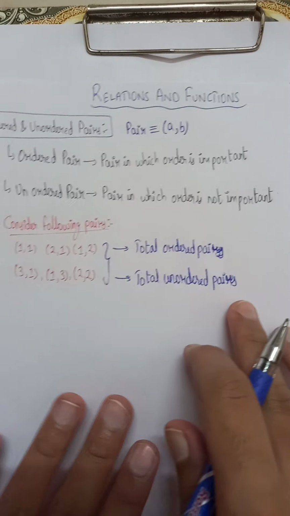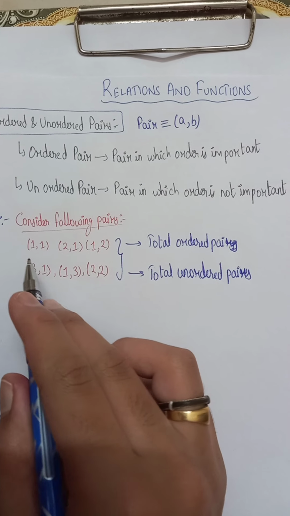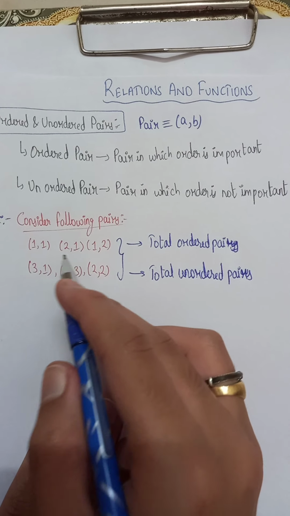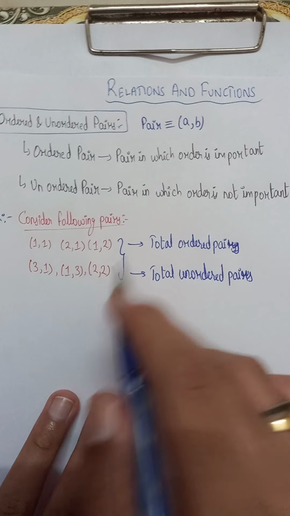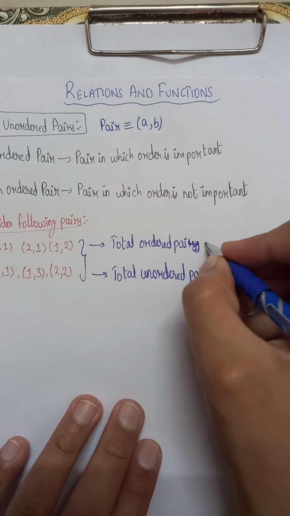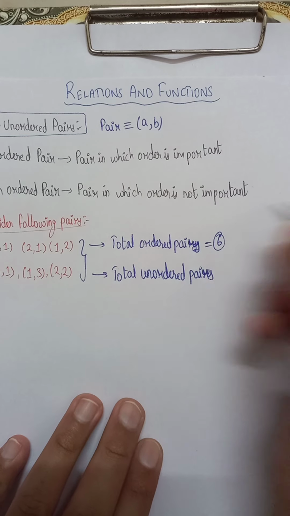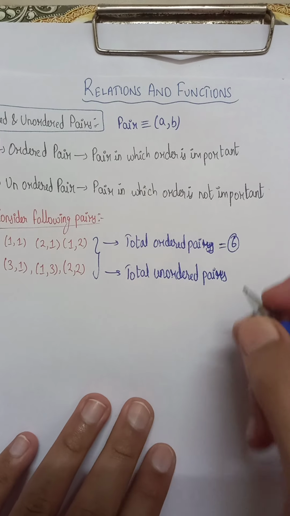So the total number of ordered pairs. How many are you seeing? 1 comma 1, 2 comma 1, 1 comma 2, 3 comma 1, 1 comma 3, 2 comma 2. So 1, 2, 3, 4, 5, 6. There are a total of 6 ordered pairs. What about unordered pairs?